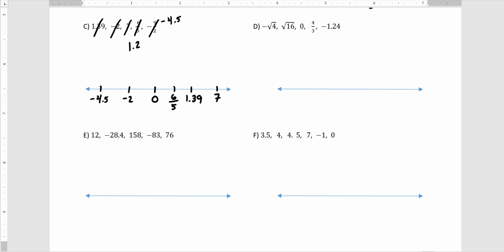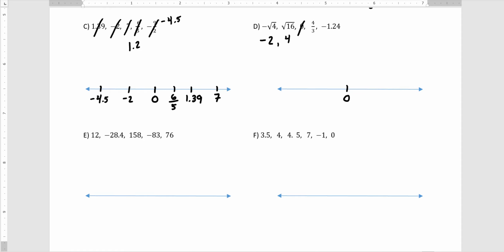Alright, let's check letter D. The square root of 4 is 2, so that means that this value is negative 2. The square root of 16 is 4. Excellent. Alright, and then we have 0, 4/3, and negative 1.24. So I'm going to go ahead and plot 0. It's nice that they gave us that one. Sweet.